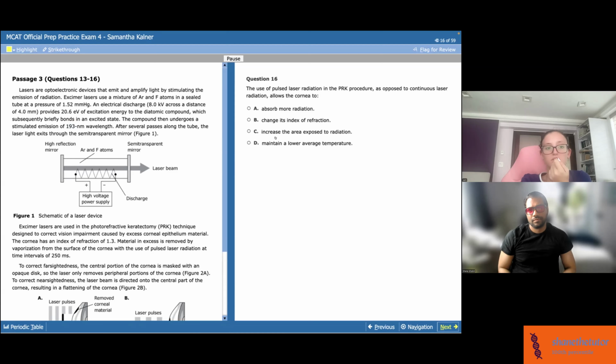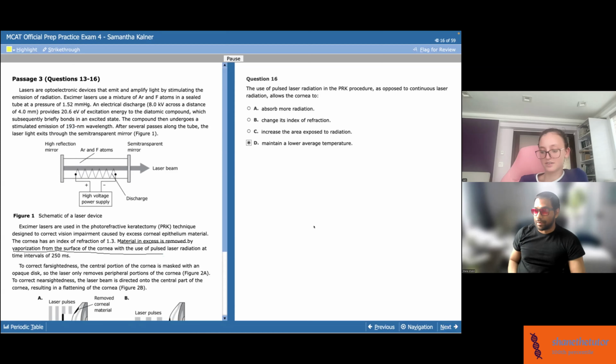I don't think you would absorb more radiation if it's shortened because you're taking in less. So I'm going with D, because that makes sense: if it's at intervals, then it's not a continuous thing that keeps going. Very good. Yeah, a lot of people get this question wrong, and we do see here that excess material is removed by vaporization, which means that you're heating it up, causing it to evaporate, right? So we know that laser would increase the temperature of what it's shooting. So you could do it in a pulsatile way to give it some cooling off time in between.